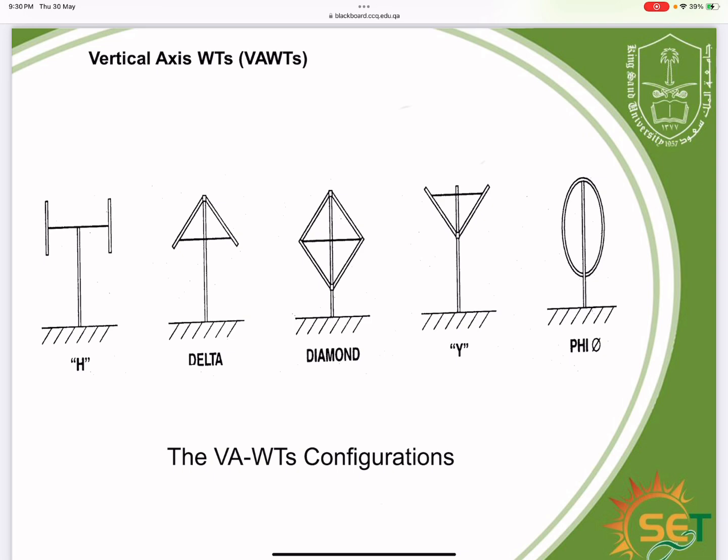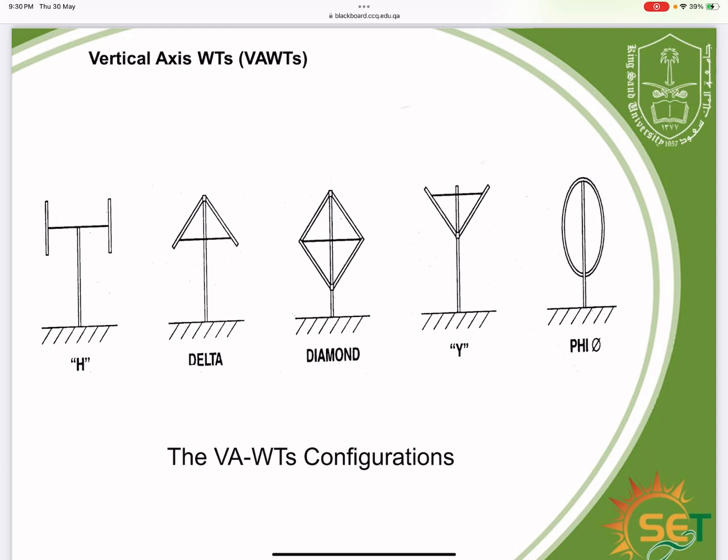It has some advantages like a simple design with straight blades, making it easier and cheaper to manufacture, good efficiency at moderate wind speeds, and it is easier to scale up for larger installations.